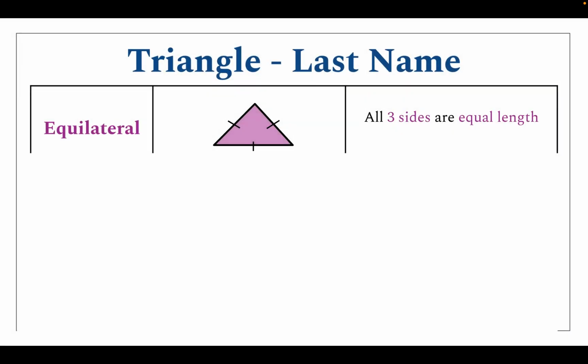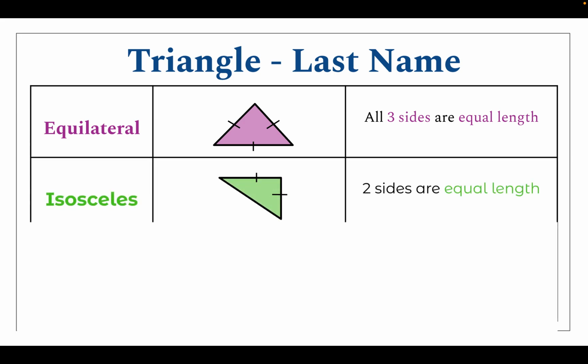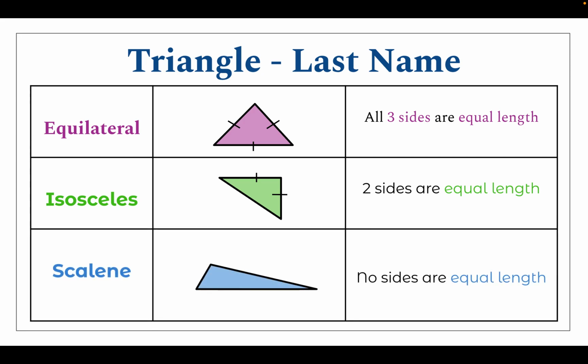Let's look at the last names. The last name is talking about the lengths of the sides. So for example, if all three sides are equal, they're the same length, it is an equilateral. If two sides are equal, it's called an isosceles triangle. And if no sides are equal, it's called a scalene triangle.